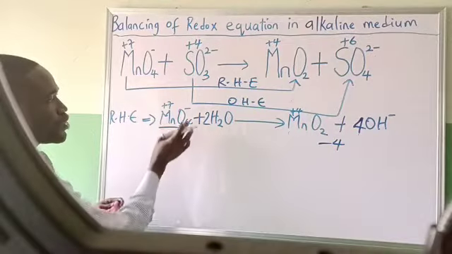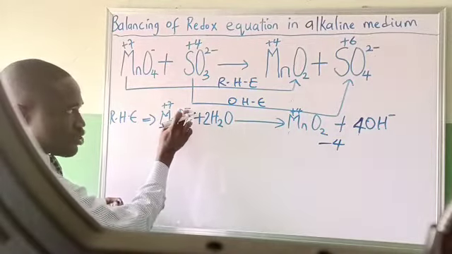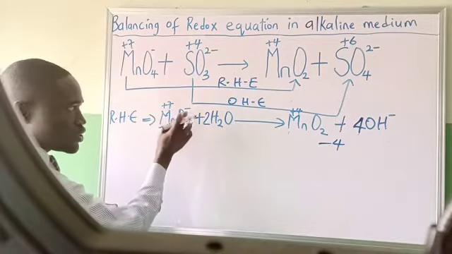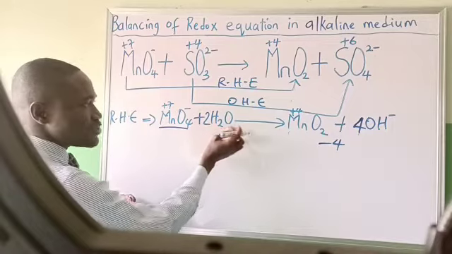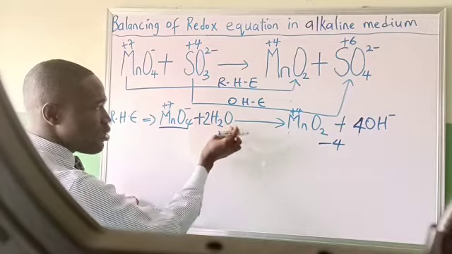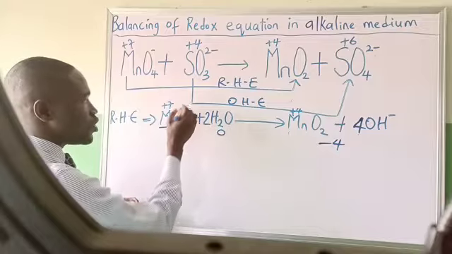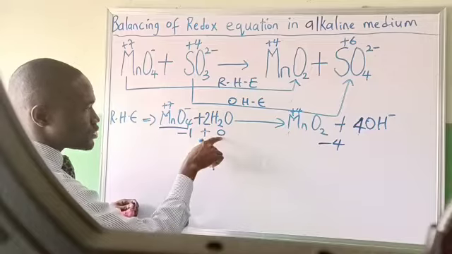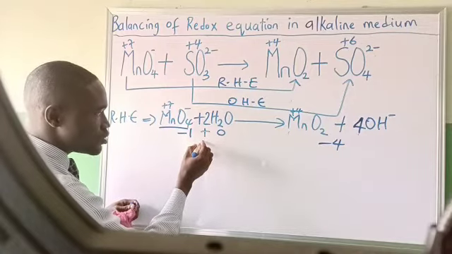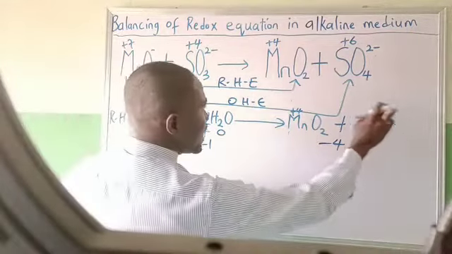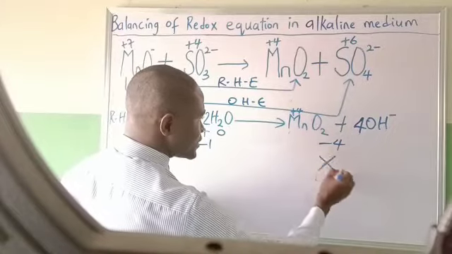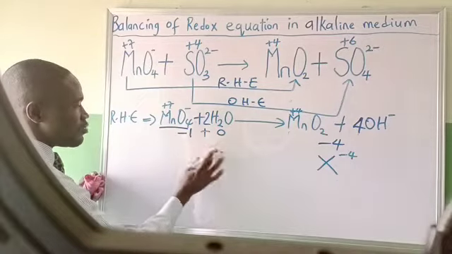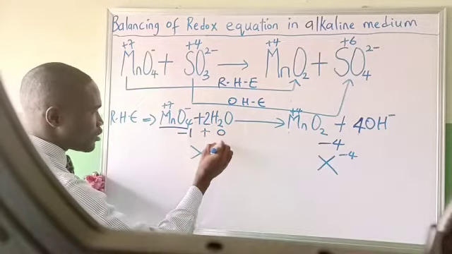Now here, the overall charge of this is -1. Remember, +7 is for manganese only, but for the 2 it is -1. Overall charge for water, as a molecule, as a compound, is 0. So 0 and -1. So -1 plus 0, that will be giving you what? -1. Represent everything here with X and put the overall charge.